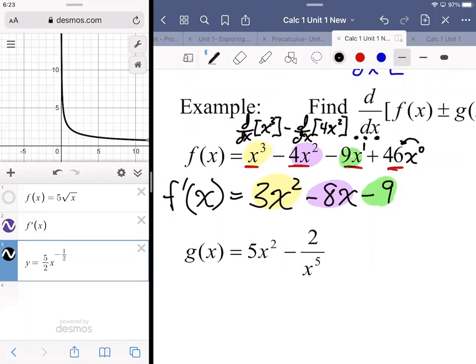All right. So 5x squared. I'm going to rewrite this other piece as -2x to the -5th.